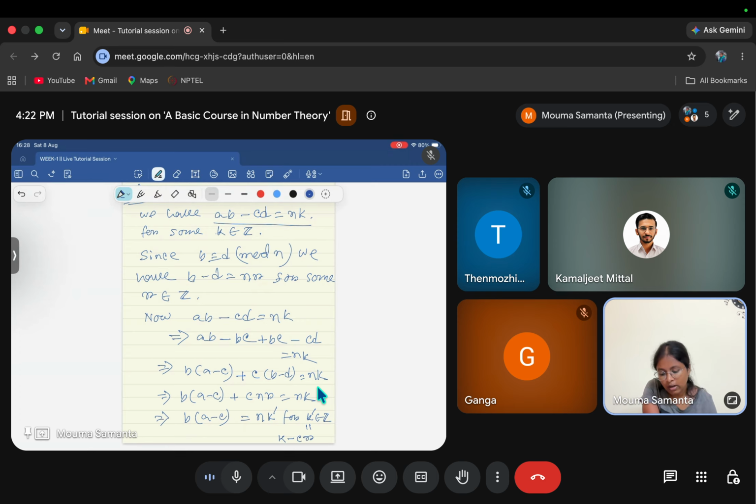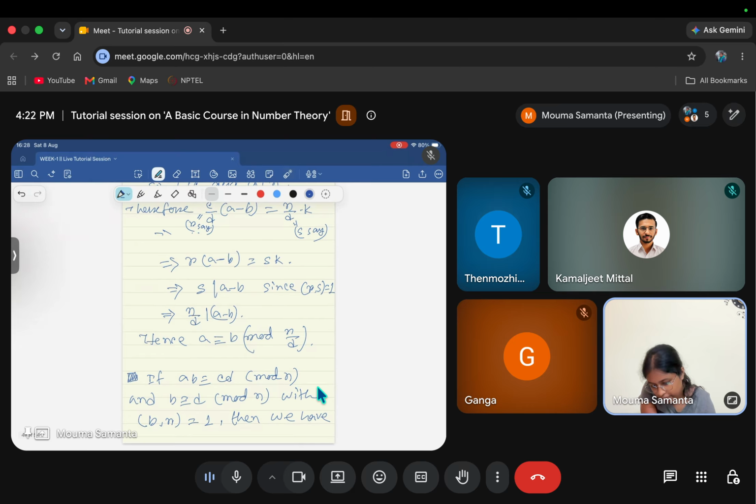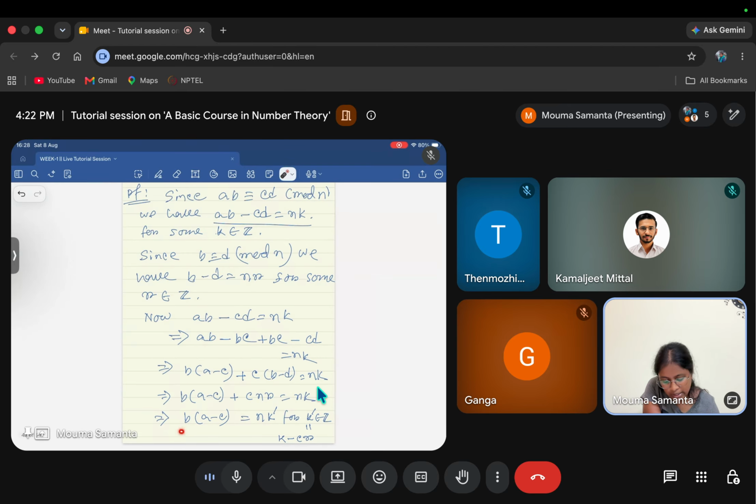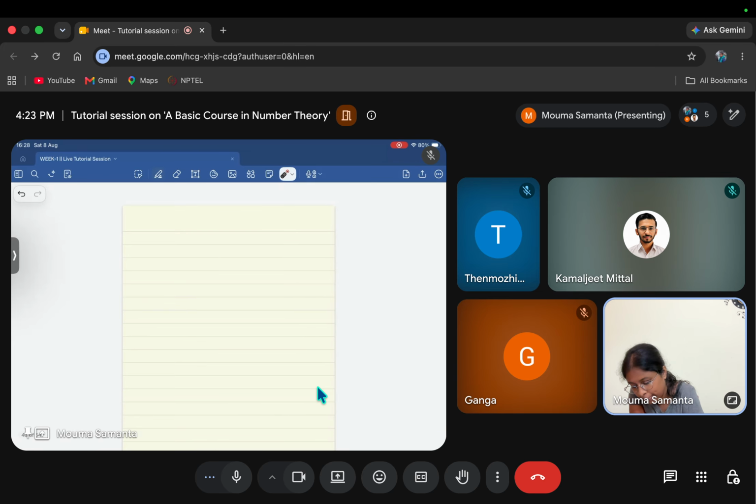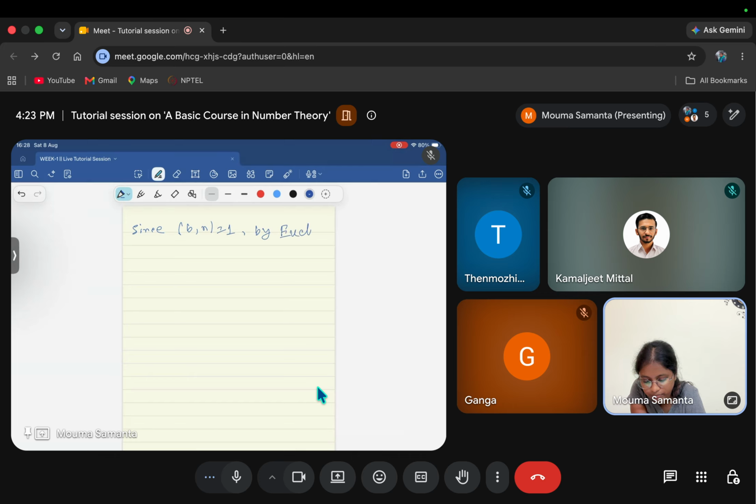Okay, now the given condition was GCD of b, n equals 1, and therefore we can use Euclid's lemma here. Since GCD of b, n equals 1, using Euclid's lemma, we can conclude, what we can conclude.